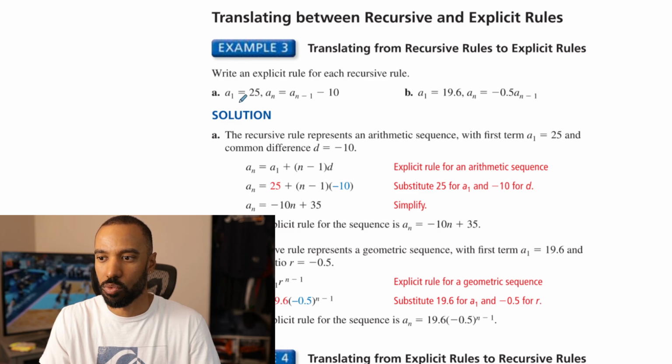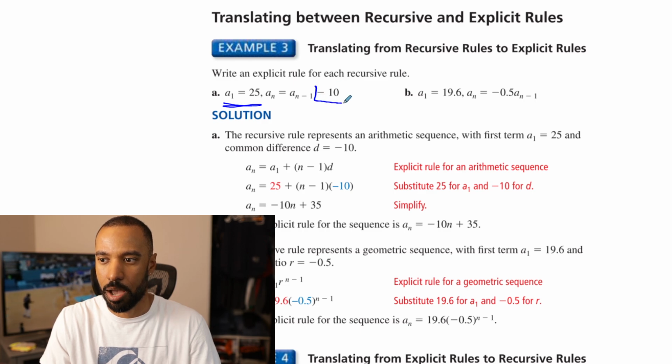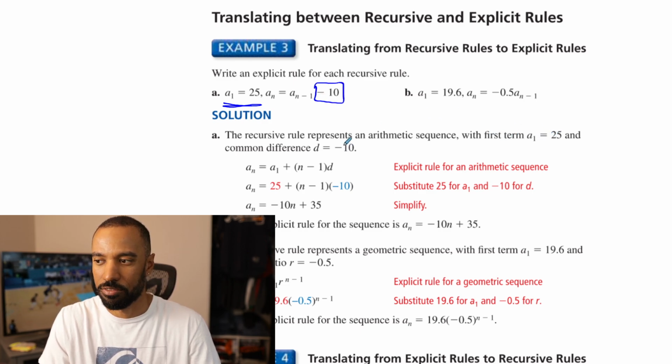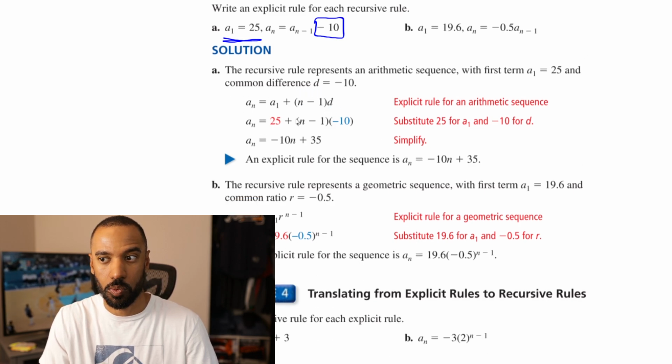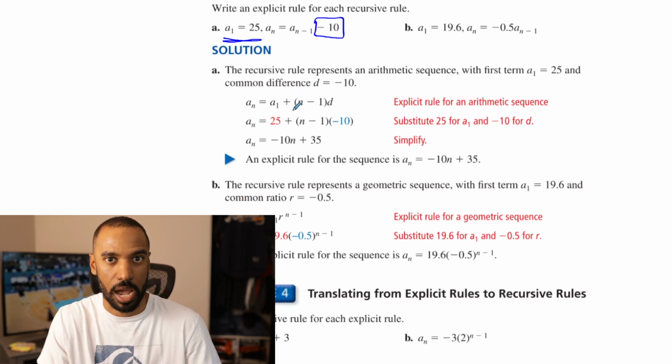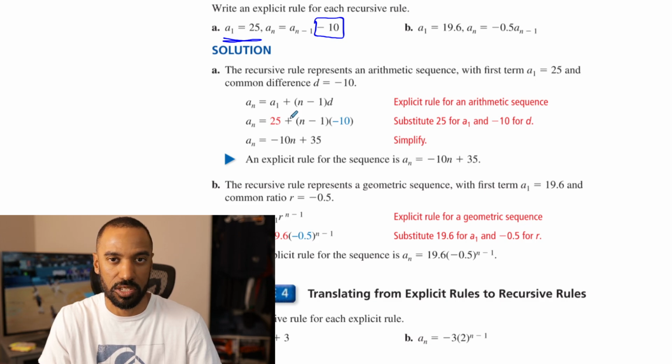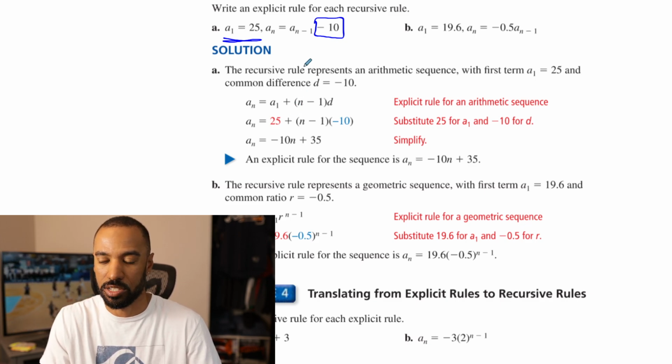They say write an explicit rule given these recursive rules. Pull out the information that you have. Literally, this is the first term. And this here is the common difference. Note that it is negative. First term 25, common difference negative 10. If you recall how these things work, this goes back to a previous chapter or two. I forget when we did arithmetic sequences, but this goes back to our arithmetic sequence chapter.